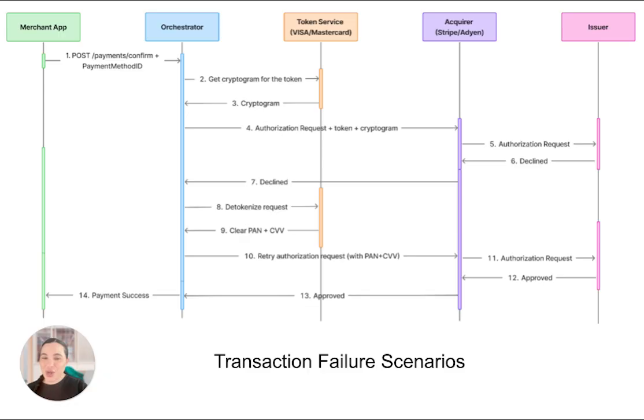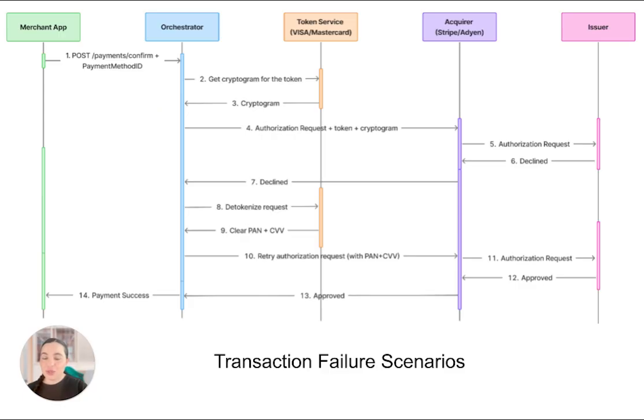Alright, here's the last flow, and I think it's the one that really shows why this layer is worth it. It opens as a plain repeat payment, a returning customer paying with a card they've used before. So let me set the scene. Step 1. The app sends post payments confirm with a saved payment method ID. And notice, the cryptogram step hasn't gone anywhere. That's steps 2 and 3. We ask for a cryptogram for the token, and it comes back.